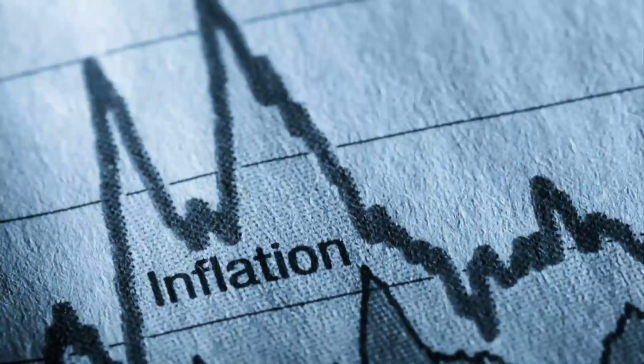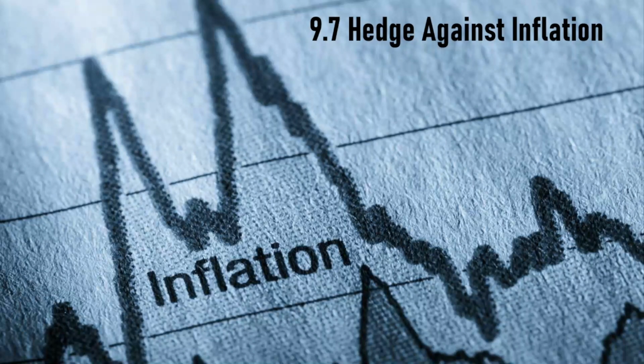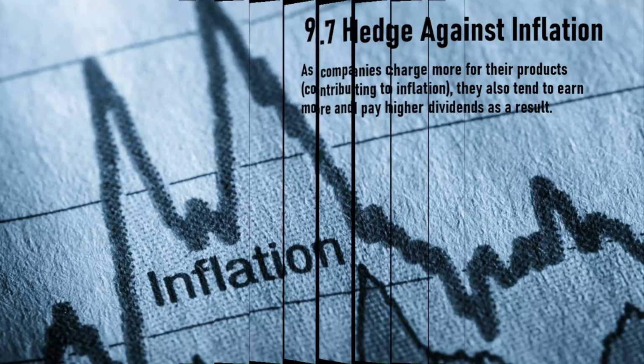Hedge against inflation. Even a modest inflation rate can take a chunk out of your earnings. Earn a 10% return, subtract 3% for inflation, and you are down by 7%. Dividends may offset the losses. As companies charge more for their products, they also tend to earn more and pay a higher dividend as a result.